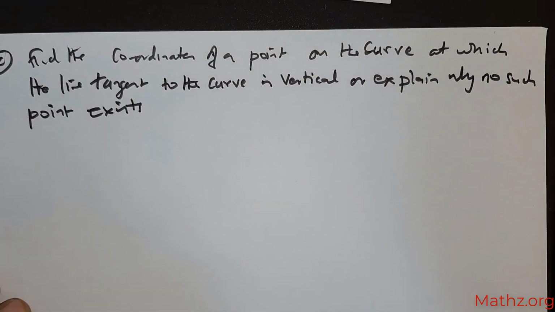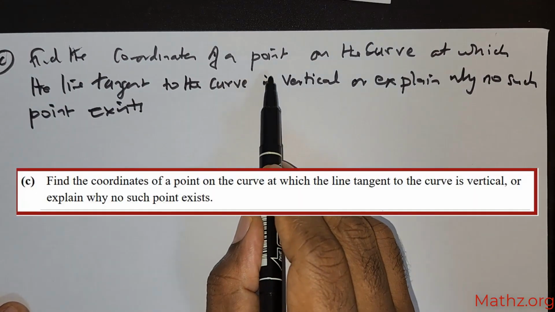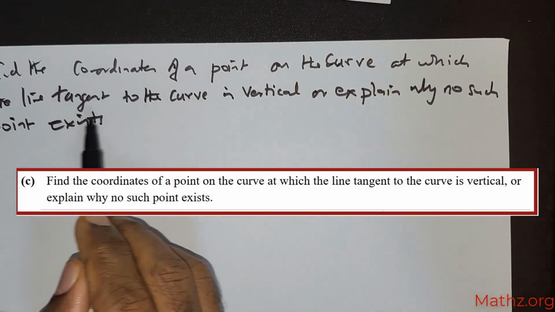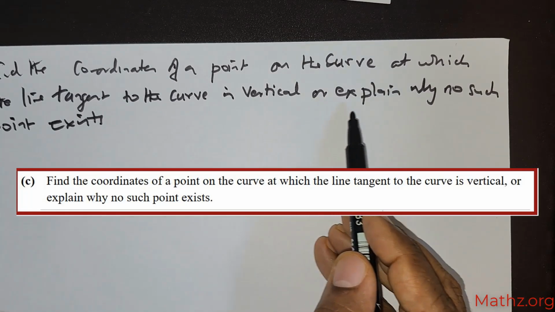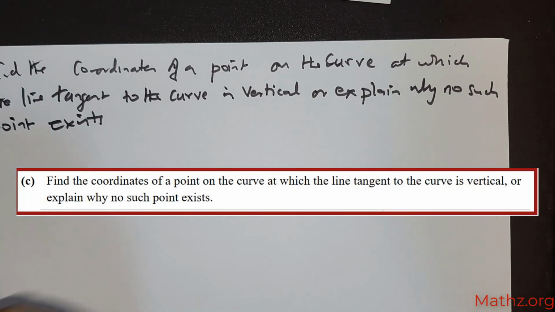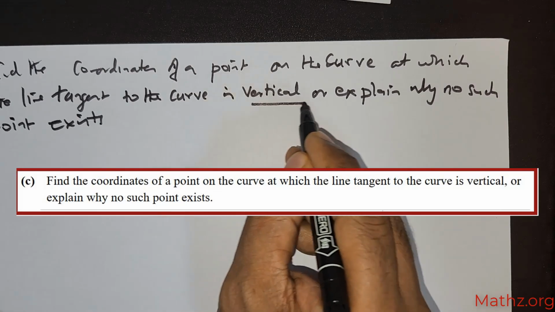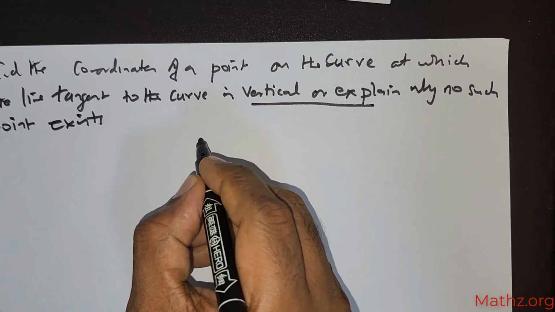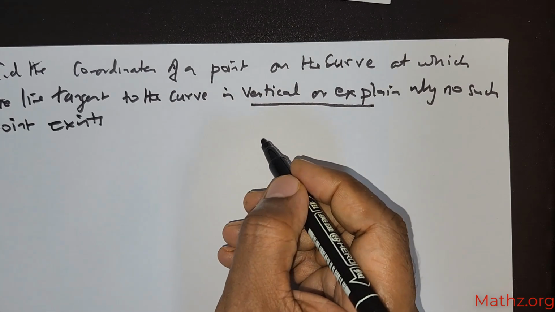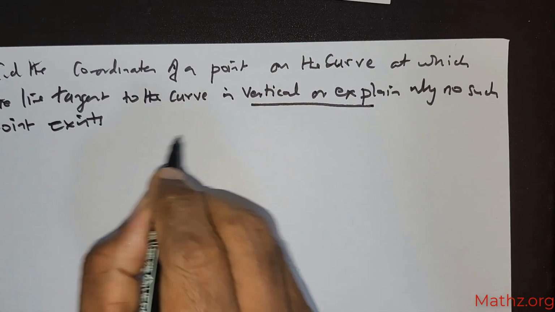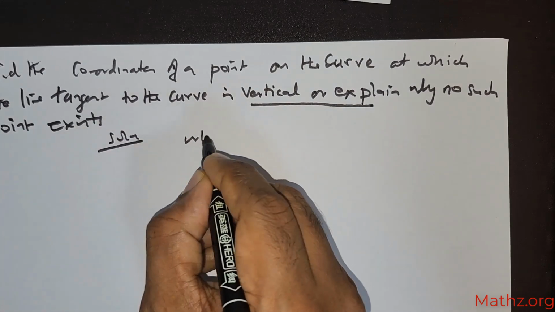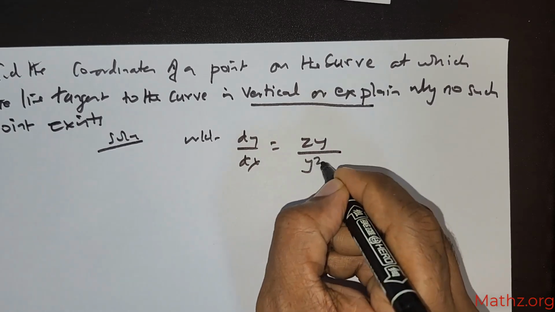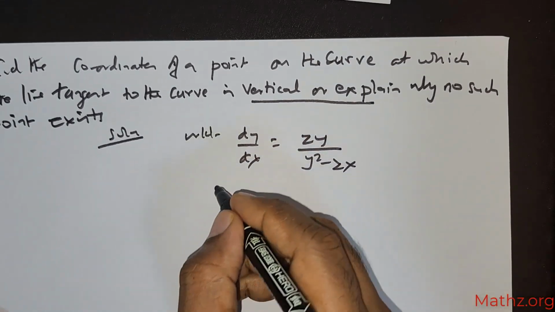So we move on. Okay, so this is part C. Find the coordinates of a point on the curve at which the line tangent to the curve is vertical, or explain why no such points exist. Now we are actually looking for the vertical tangent, right? So for that we want the denominator to hit undefined. So let me give the solution. So we know that dy over dx is equal to 2 times y divided by y squared negative 2x.